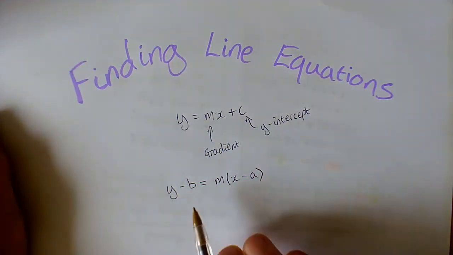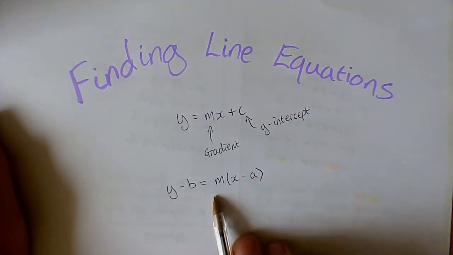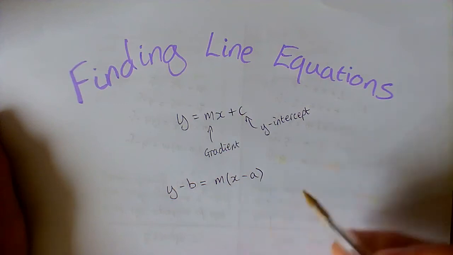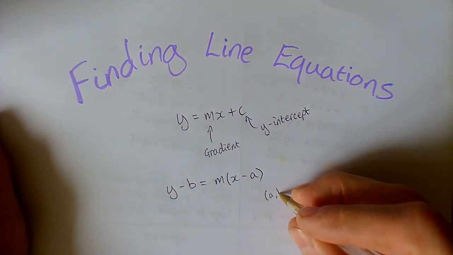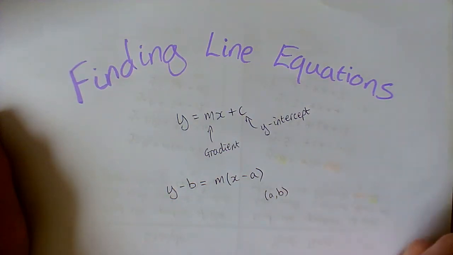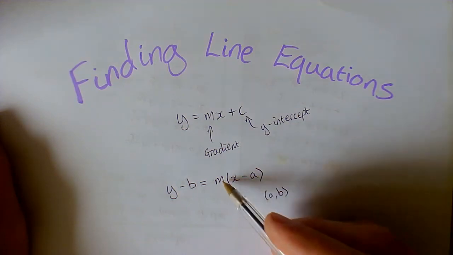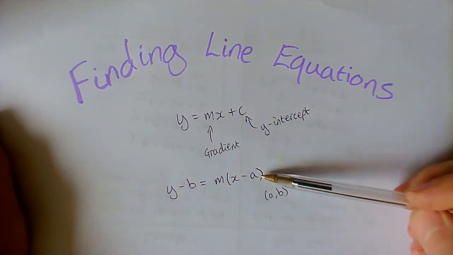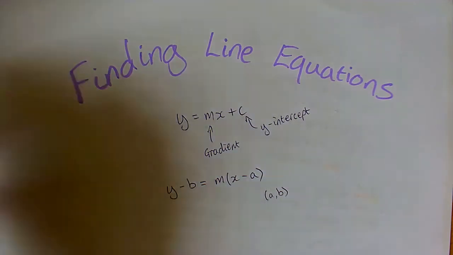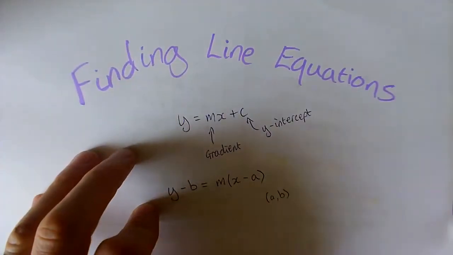And we're going to use this form where (a, b) is a point that the line has to go through, and m is the gradient. And this is a really important little formula to learn and to know. So let's do some examples. It will make a lot more sense when I do that.